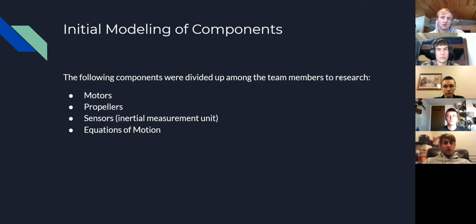So in initial modeling of components, we first divided up among the team members to research, and we had motors, propellers, sensors, and equations of motion. And the trickiest ones we found were the motors and propellers, just because they can vary with the voltage of the motor being supplied or even the width of the propellers.